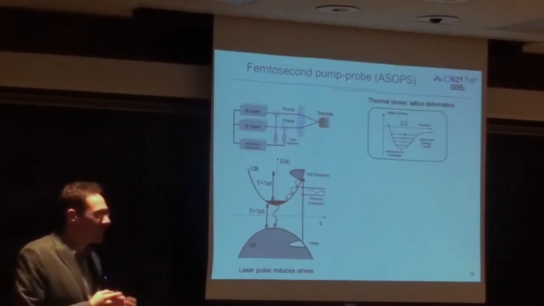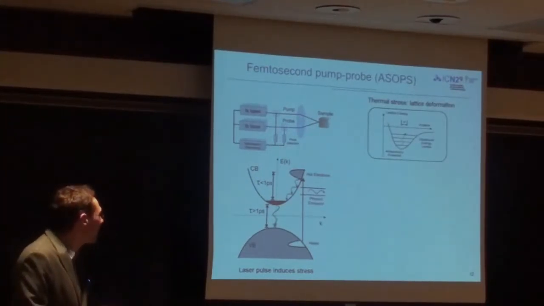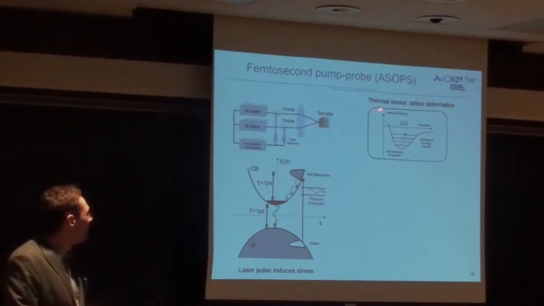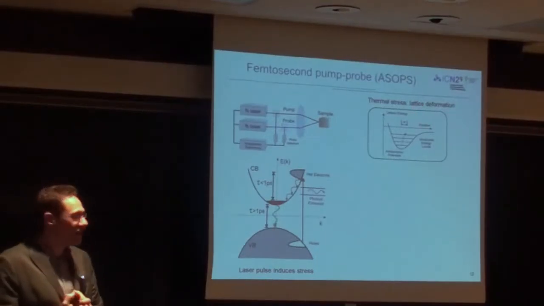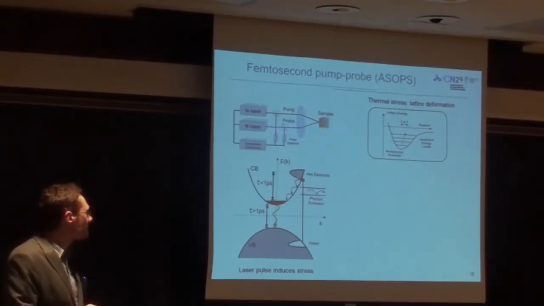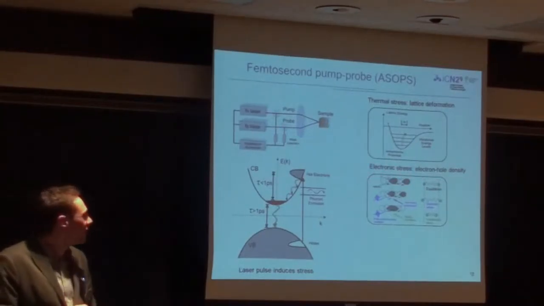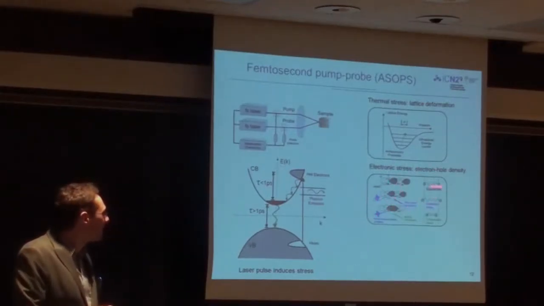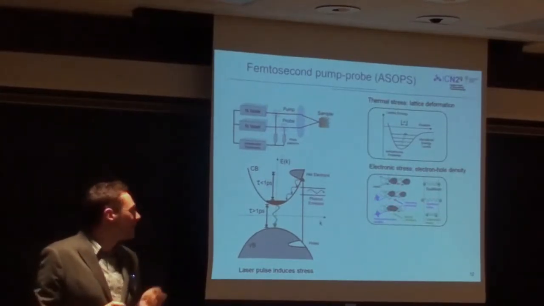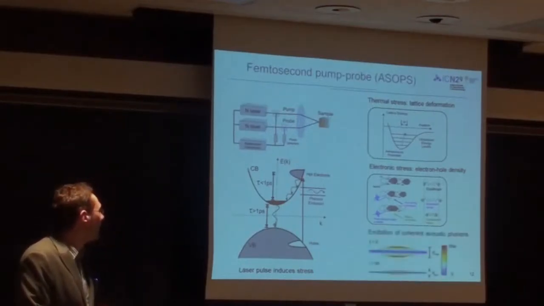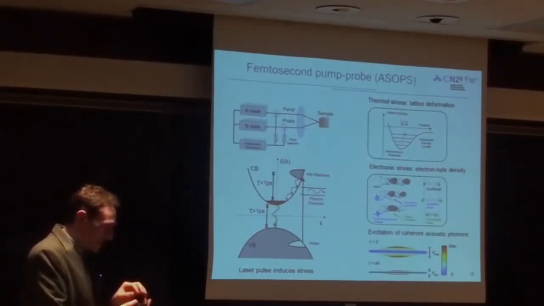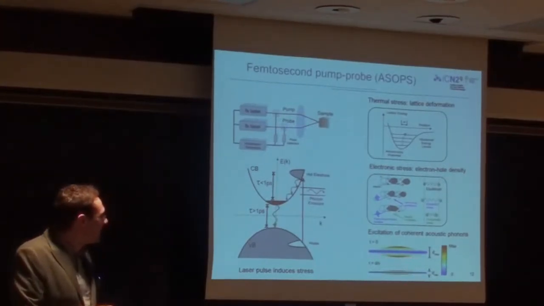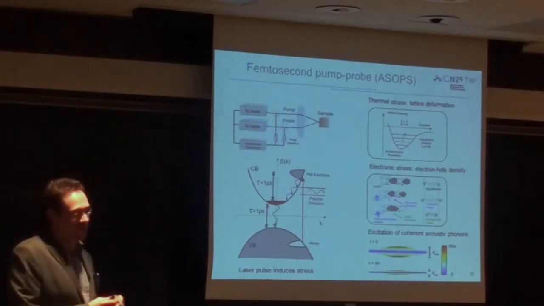However, what I would like to focus on here is a process that we are using in order to study the acoustic waves. And this is basically that you have two mechanisms. The one is that you generate a thermal stress due to lattice deformation. The other one is that you are introducing electronic stress due to the electron hole density that you generate. It turns out that in silicon, this is roughly 7 times larger than the thermal stress. So this kind of thermal and electronic stress that you introduce in such a membrane leads to the generation of coherent acoustic phonons.